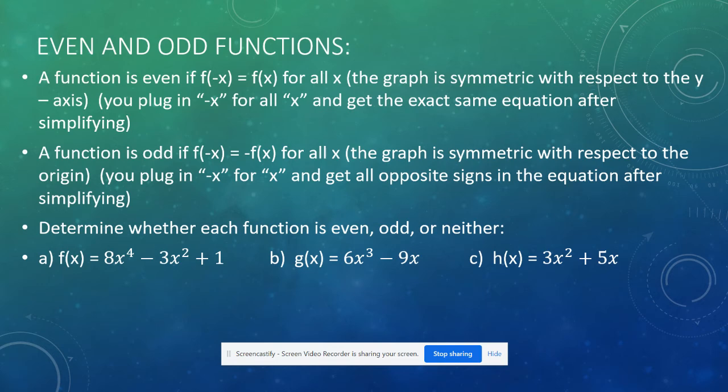Even and odd functions. A function is even when you plug in negative x for all x and get the exact same equation after simplifying. The function is odd if, when you plug in negative x, you get all opposite signs. It's neither if you get a mixture of the signs. All of this would be note card stuff that I would put on my note cards.